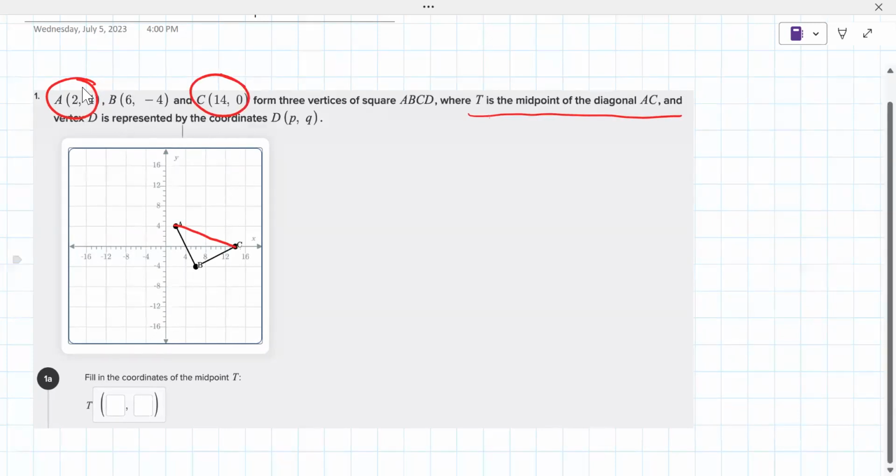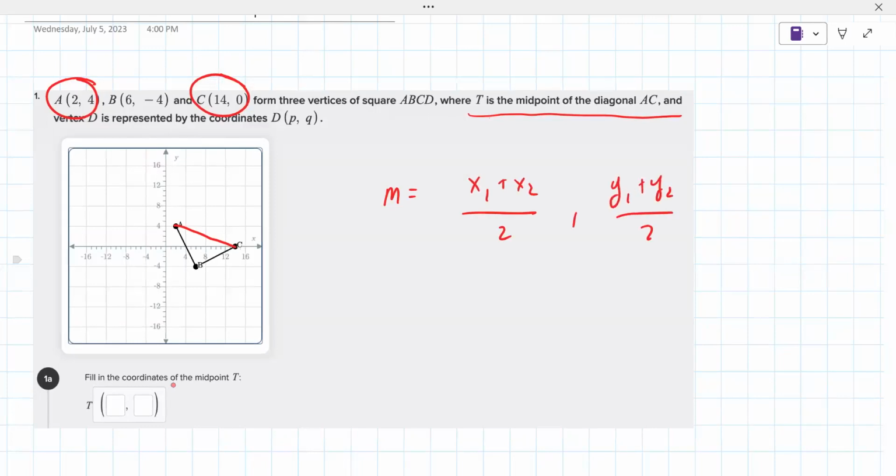All right. So 2, 14. Got to find that midpoint. The midpoint formula there I got to write out is x1 plus x2 over 2, y1 plus y2 over 2.